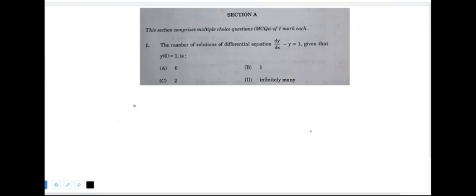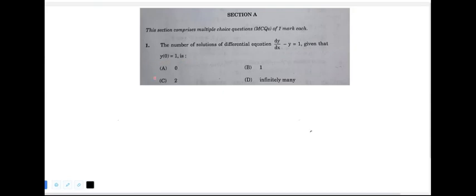Today I am here with the 12th standard CBSE multiple choice questions from the 2024 question paper. We are going to solve Section A, which has multiple choice questions of 1 mark each. Question number 1: the number of solutions of the differential equation dy by dx minus y equals 1, given y(0) = 1, is.